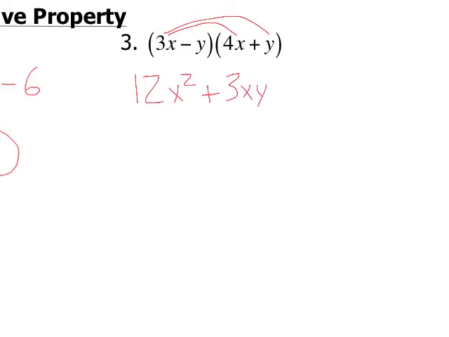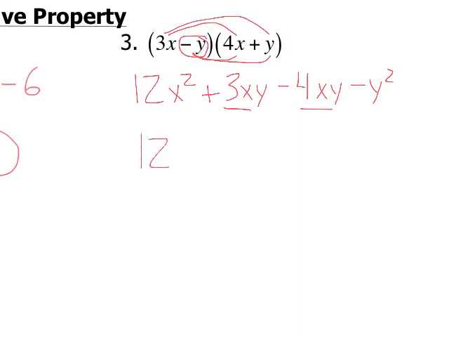A second special part about this is what's the second piece in the first set of parentheses? Negative y, not just y. It's negative y. So as I'm distributing this, make sure you take the negative with it. So negative y times 4x would be minus 4xy. And negative y times y would be negative y squared.